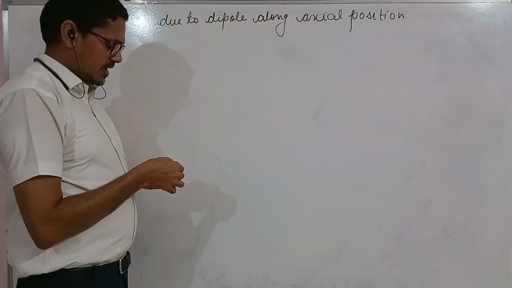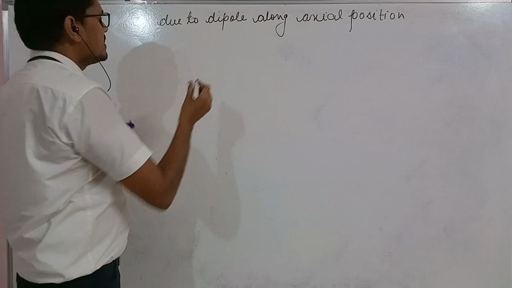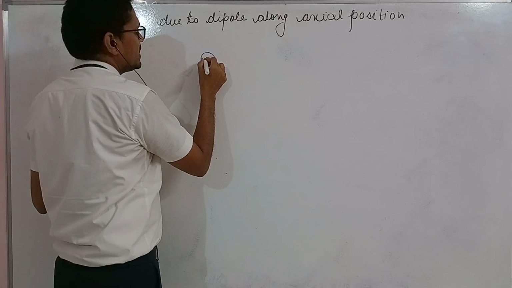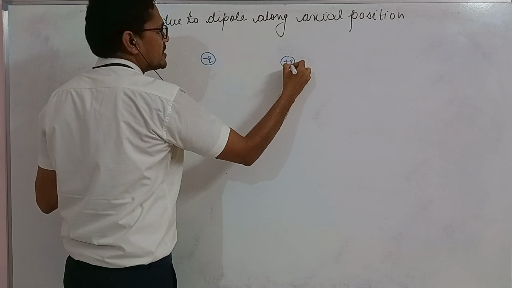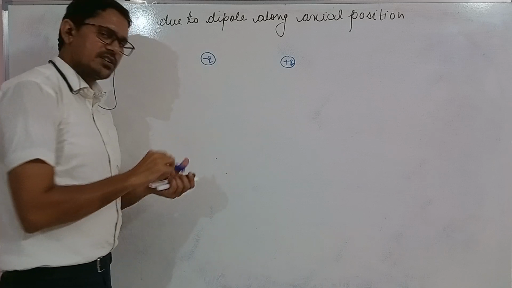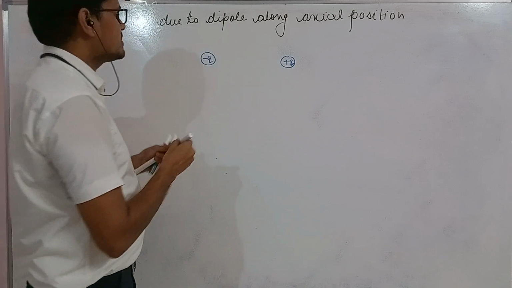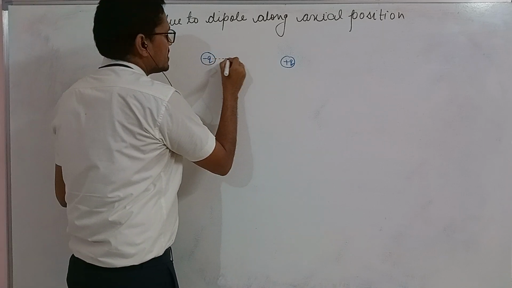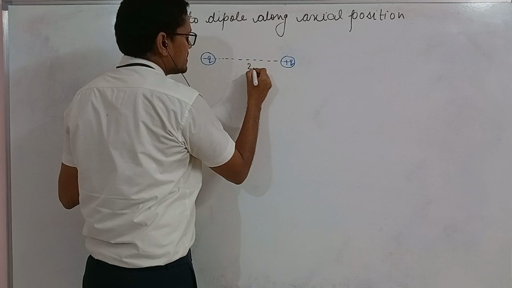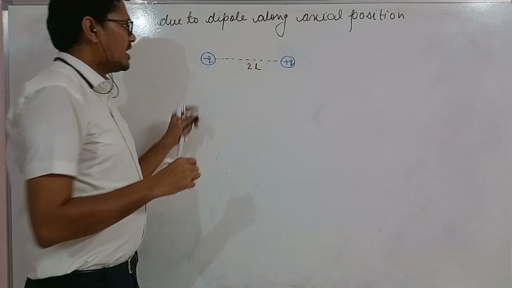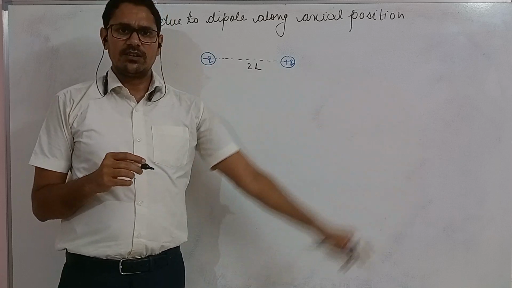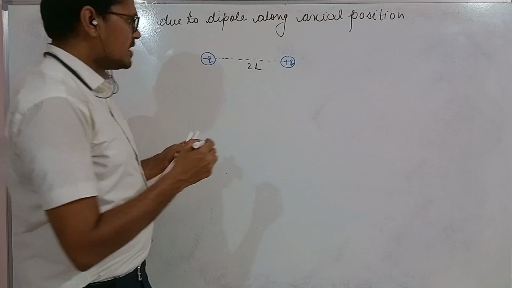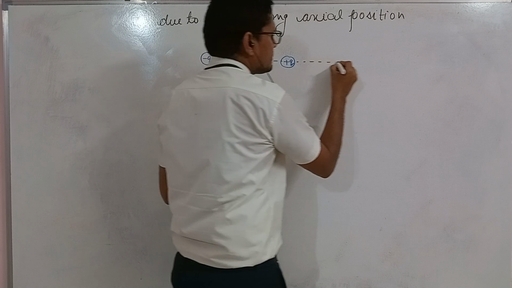Let us assume we have some system of charge which is making a dipole. Here we have a minus q charge particle, here we have a plus q charge particle, separated by some finite distance. Let's say the distance between them is 2L. The line joining this negative charge and positive charge is called the axial line. This is the axis of the dipole. Let's extend this axis.